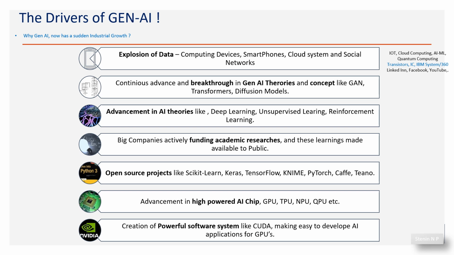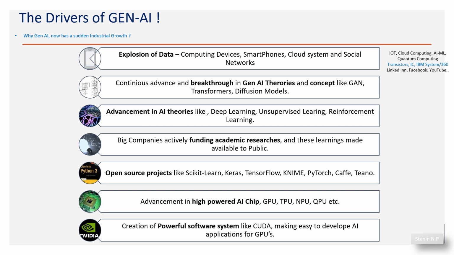Continuous advances and breakthroughs in Gen AI theories and concepts, like what we see in GANs, Generative Adversarial Networks, Transformers, way back in 2019, and diffusion models. The third point is the advancement in AI theories, like reinforcement learning, unsupervised learning, deep learning with a couple of layers. So this is again pushing towards the enhancement of Gen AI.